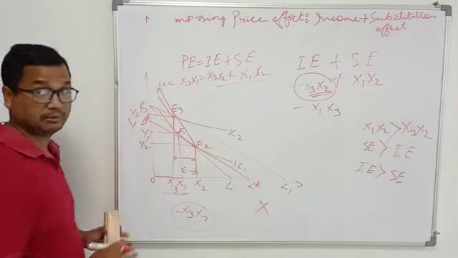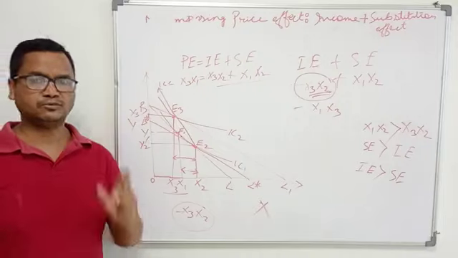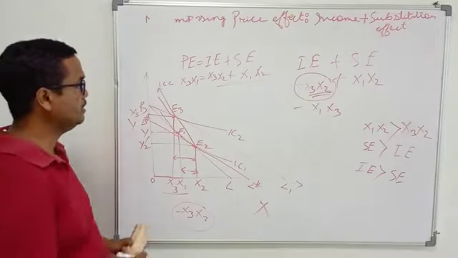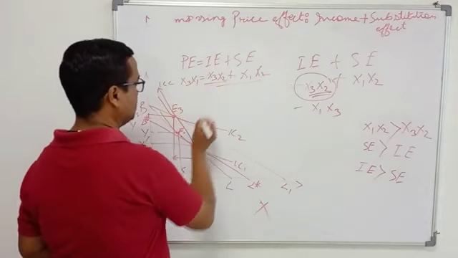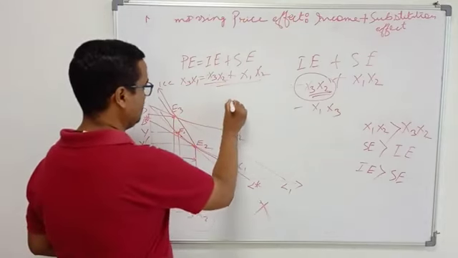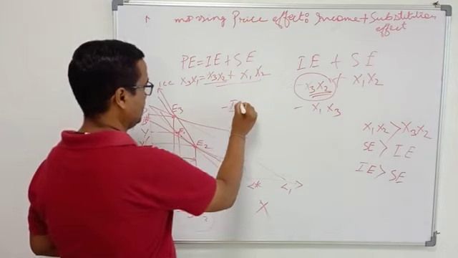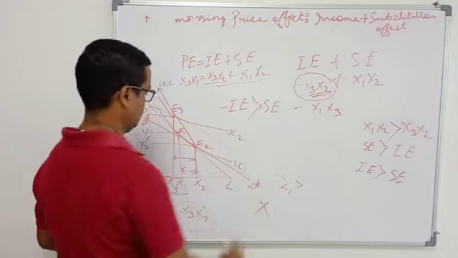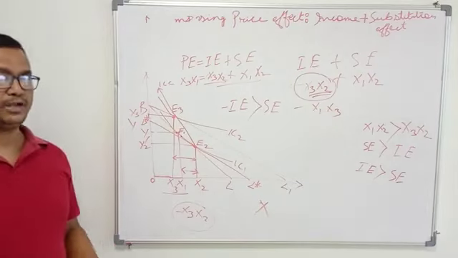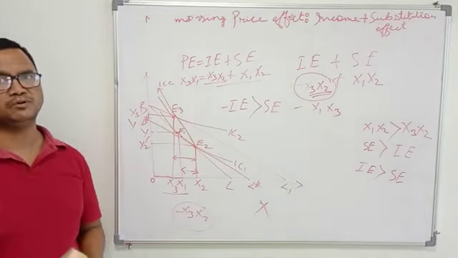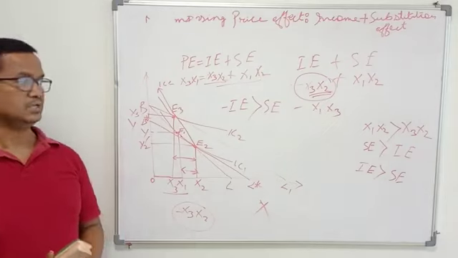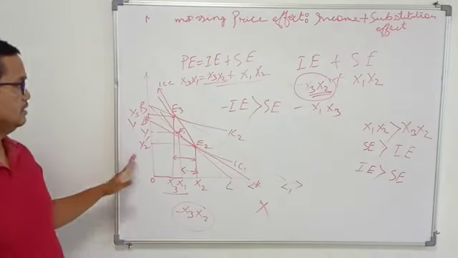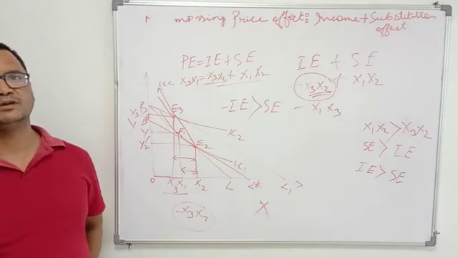Got it? So finally, we observe that due to falling prices, the consumption of X good has been reduced. Why is it reducing? Because the negative income effect is more than the positive substitution effect. So the consumption of X will go down. This is the case of Giffen goods. I hope you understand the decomposition of price effect.